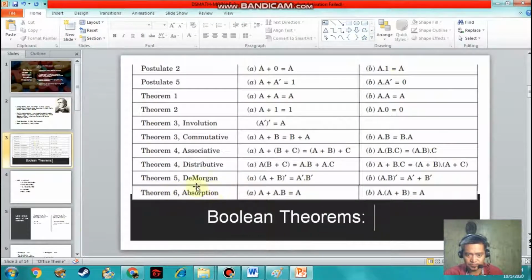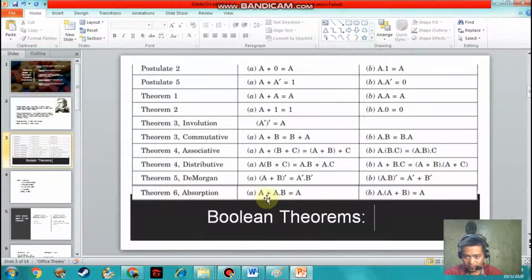Itong theorem 6, yung absorption. So, sa absorption, unahin natin to. A plus the AND of A and B is always A. Obvious na to. Bakit? Diba? Kasi kung 1 na to, diba magiging 1 yung sagot. Kung 0 to, no? Ano yung magiging sagot? 0 pa rin. Prove natin.